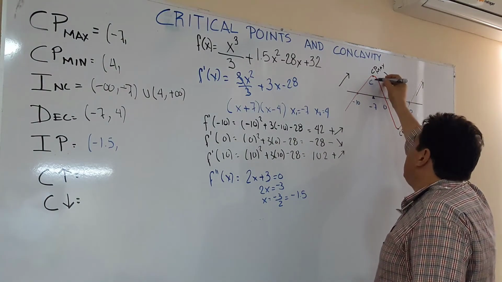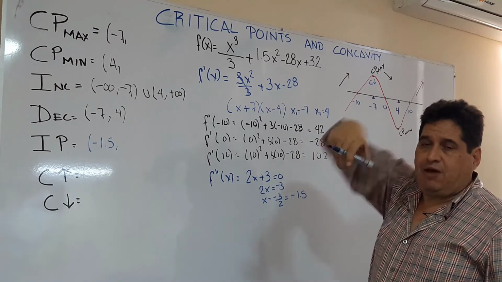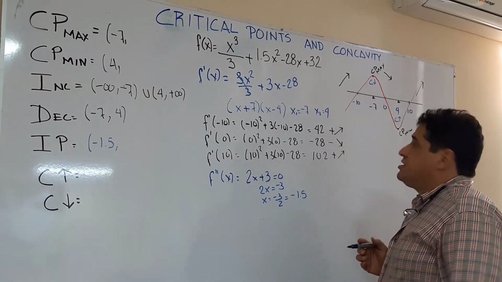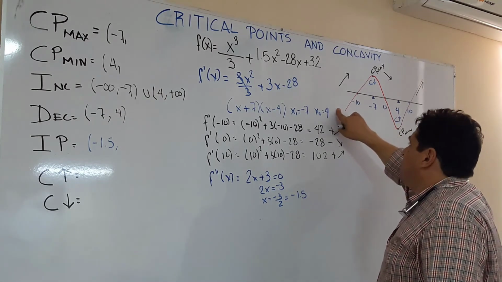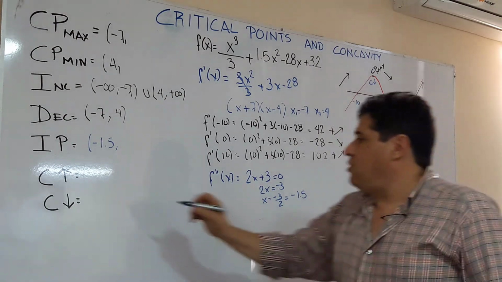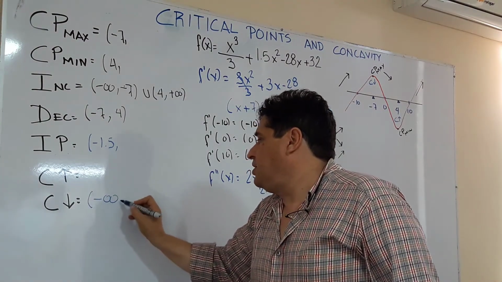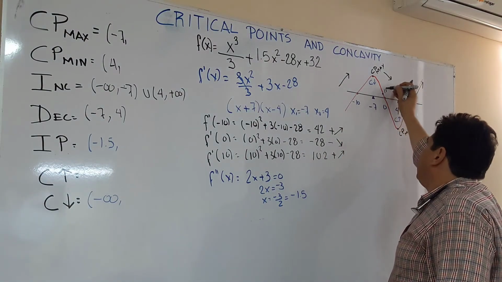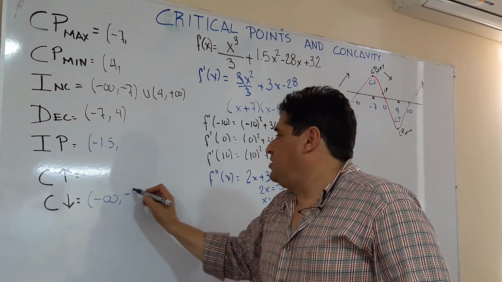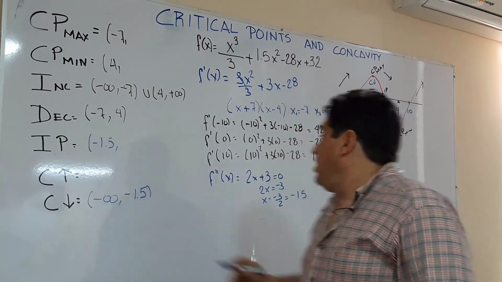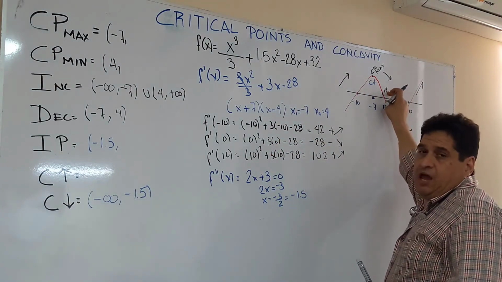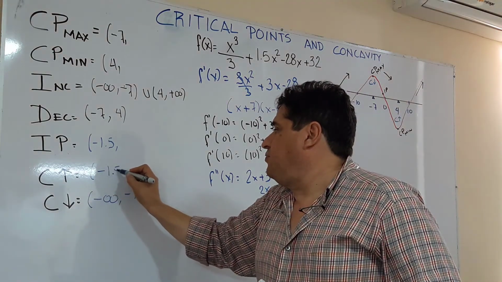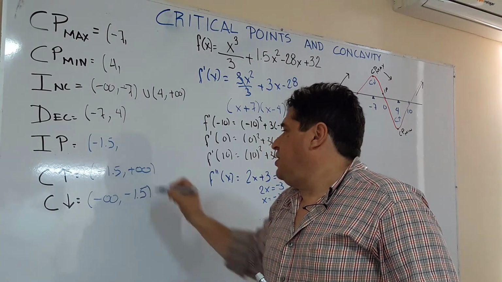And now I can get my concavity. This one is going down. Remember that it's facing down, it's concave down. So facing up, it's concave up. And this one is going to be concave up. So, my concavity is going to be starting at minus infinity, but it's down. So I'm going to go minus infinity, comma, and I'm going to get all the way to my inflection point, which is someplace around here, minus 1.5. And concave up is going to start on my IP, and it's going to end on positive infinity. So it's going to be minus 1.5, comma, positive infinity.